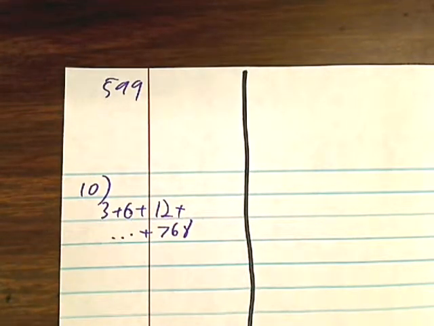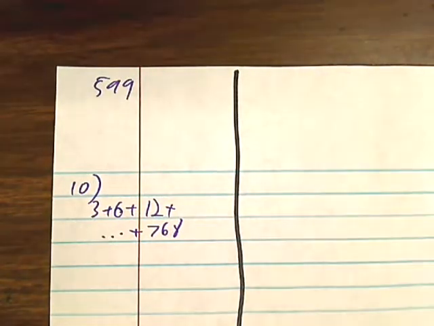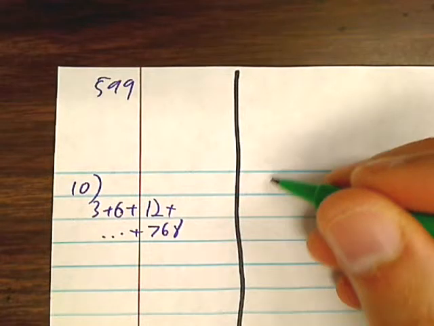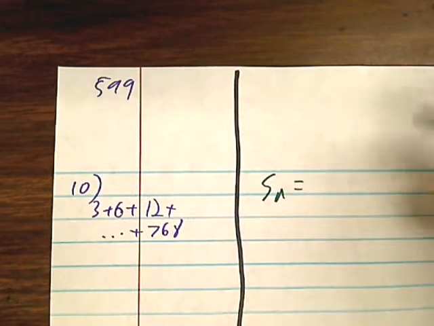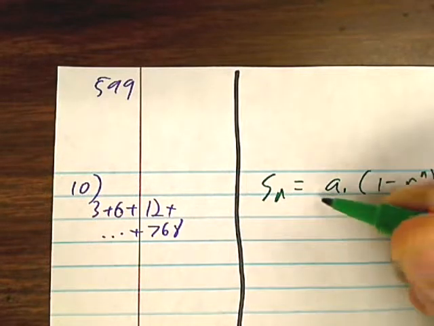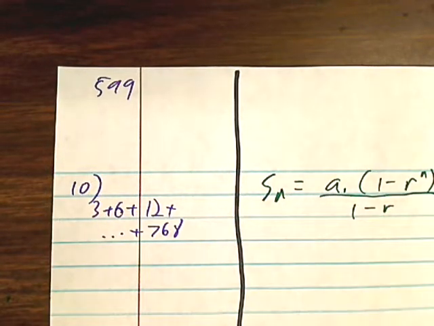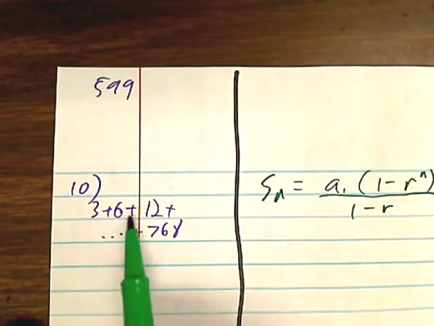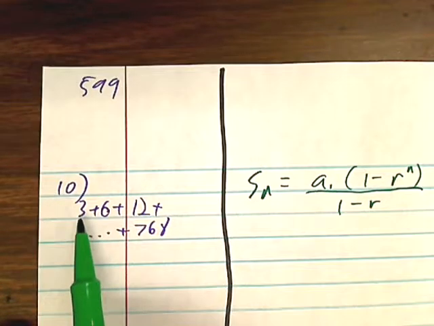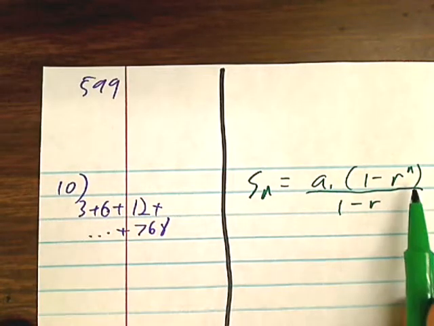Okay, on page 599 in our textbook, let's look at number 10. Let's go ahead and look at the formula here. The formula is the sum, so I'm going to use S. This is equal to the first term times 1 minus the ratio to the nth power over 1 minus r. The ratio, what are you multiplying by each time? That's not too bad. You know the first term, that's not too bad. The tricky part is finding n.